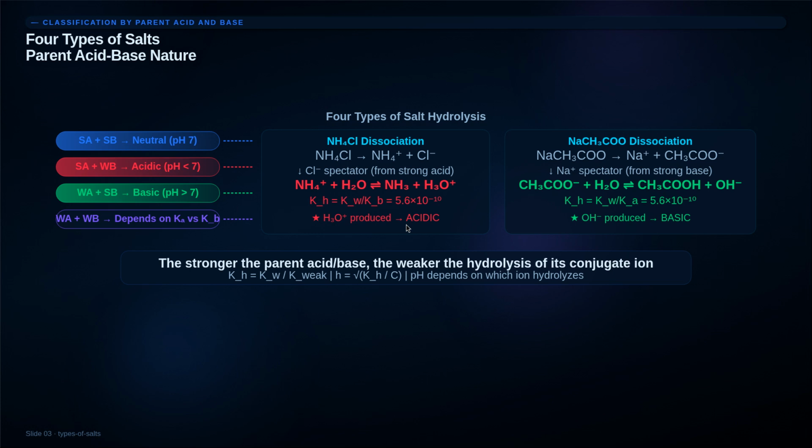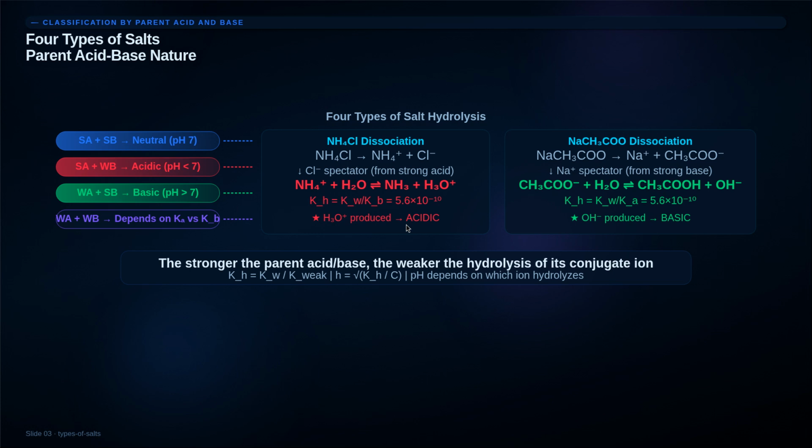First, salts from a strong acid and a strong base, such as NaCl from HCl and NaOH. These produce neutral solutions because neither ion hydrolyzes. Second, salts from a strong acid and a weak base, such as NH4Cl from HCl and NH3. The cation from the weak base undergoes hydrolysis, producing an acidic solution.